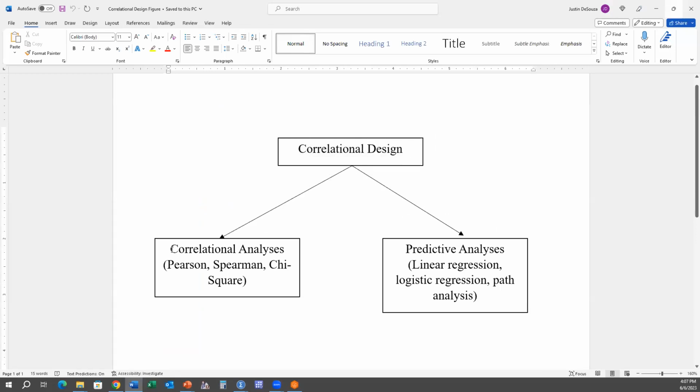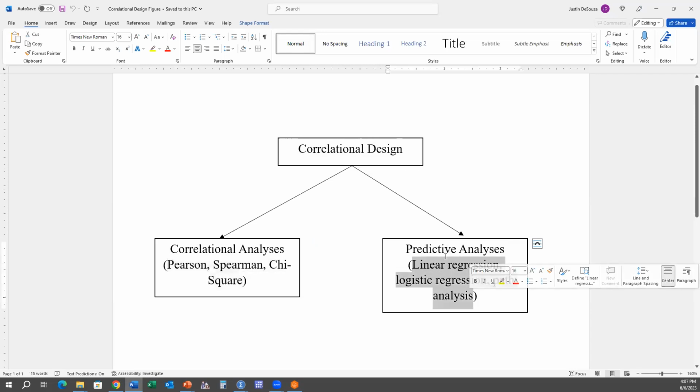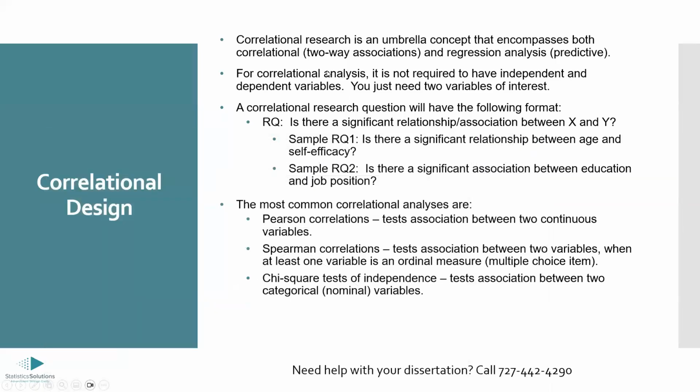So you can run correlational analyses under a correlational design, or you can run predictive analyses under a correlational design. So you can see the specific types of analyses you could run: Pearson, Spearman, chi-squares for correlational analyses, and then regressions are usually the approach if you're predicting. Okay, first we'll look at the correlational design, or rather the correlational analyses. And when you're doing these analyses, it's not required that you have independent and dependent variables. You can, but it's not imperative. You just need two variables of interest.